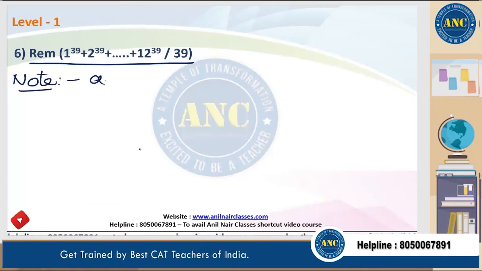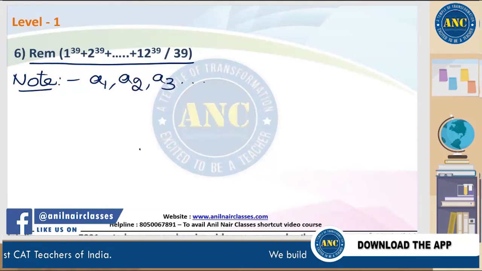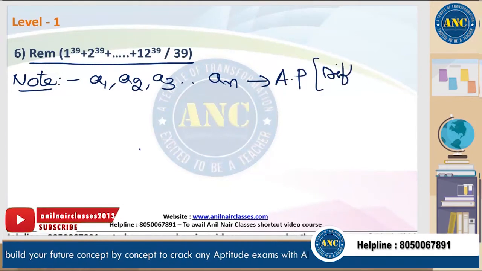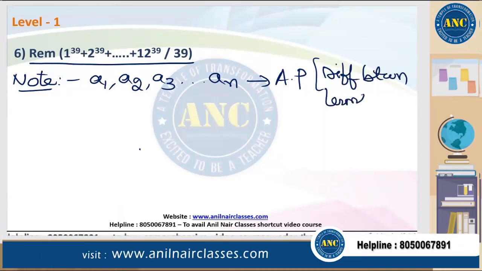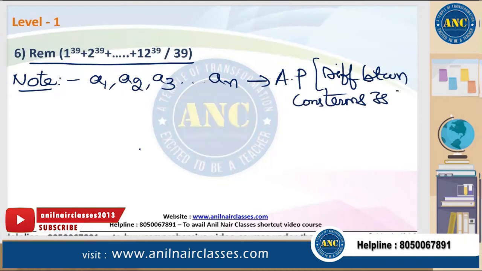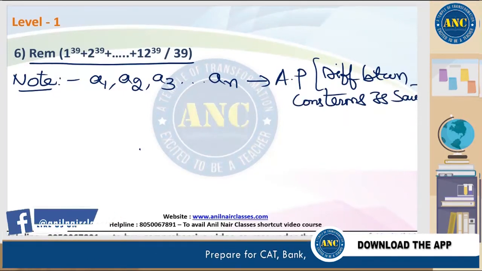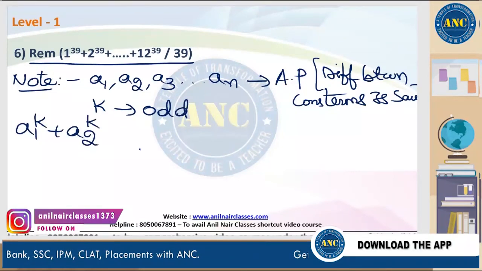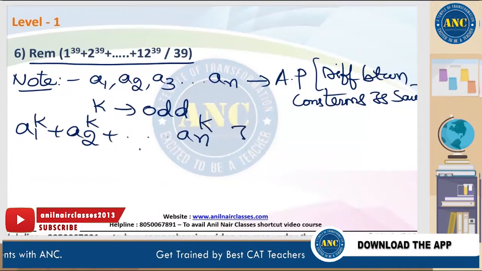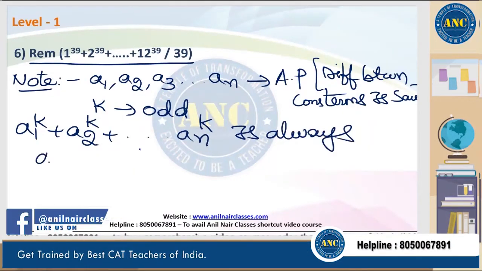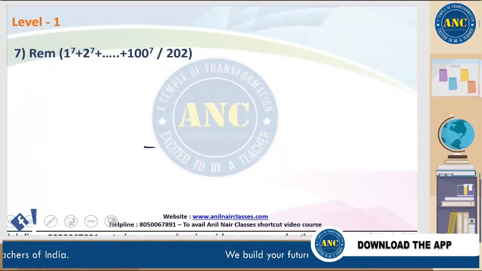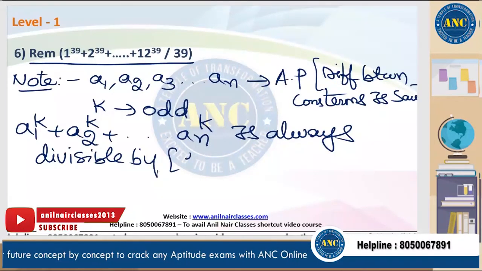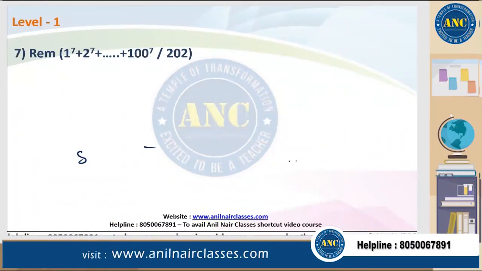Note. If a1, a2, a3 and so on till an are in arithmetic progression, meaning the difference between consecutive terms is the same, and if the power k is an odd number, then a1 power k plus a2 power k and so on up to an power k is always divisible by the sum of the bases. Very, very interesting property.